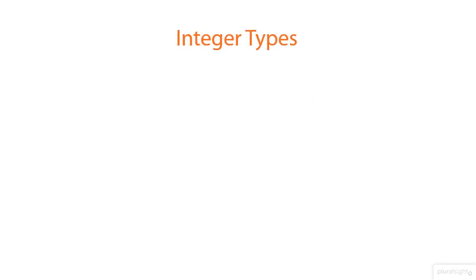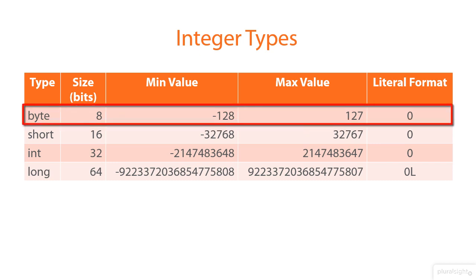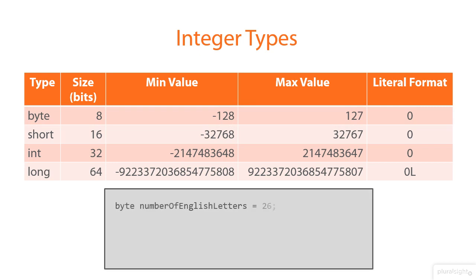So let's look first at the integer types. Now, there are four different integer types, but the difference in them really is just the size of storage that they take up. But that difference in the size of storage they take up affects the range of values that can be stored there. Right? So the smallest integer type is the byte type. It takes up 8 bits, so it can only store between -128 and +127. And so we see when we just declare a variable of type byte, and we just assign the integer literal to it. Right? So here we have a byte numberOfEnglishLetters equals 26.